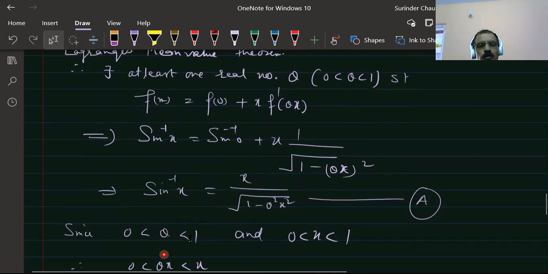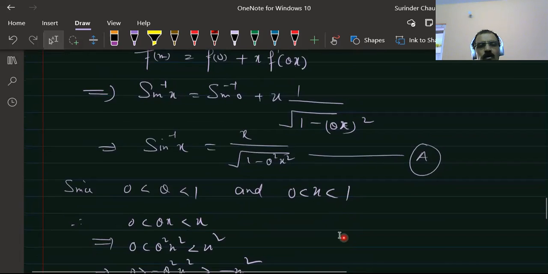Since we know that theta lies between 0 and 1, now we'll find the value of this by comparing both sides. 0 is less than theta less than 1, and 0 is less than x less than 1. If you multiply them, we get theta x greater than 0, so 0 is less than theta x less than x. Squaring, the inequality holds, so 0 is less than theta square x square, which is less than x square.